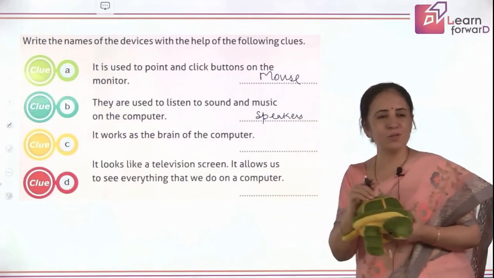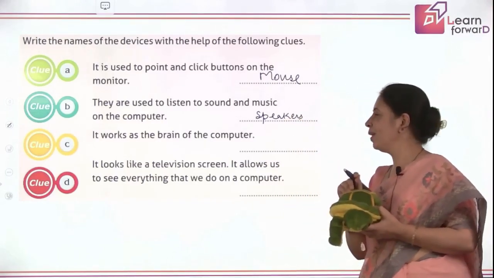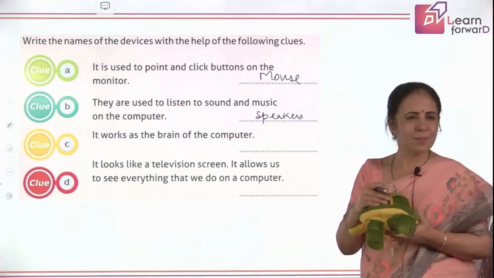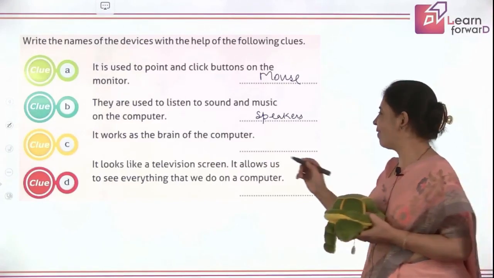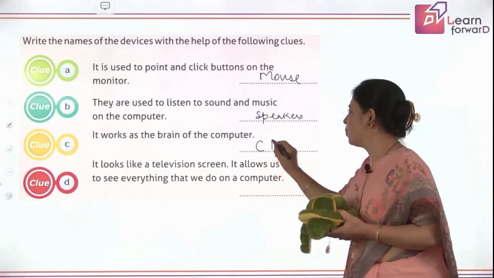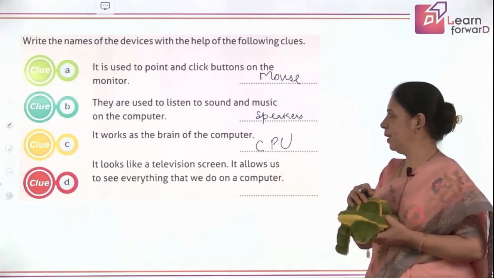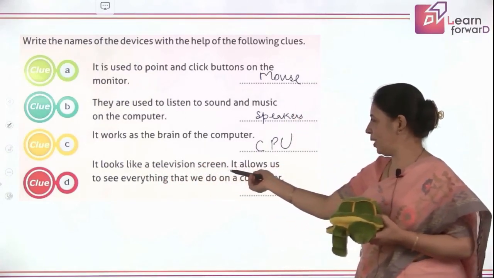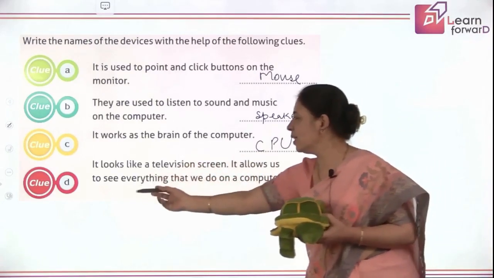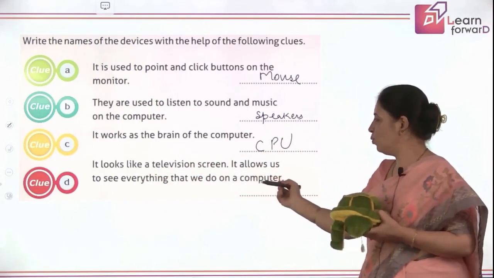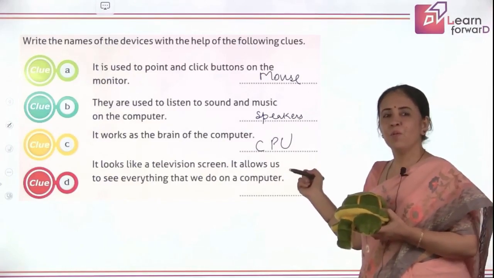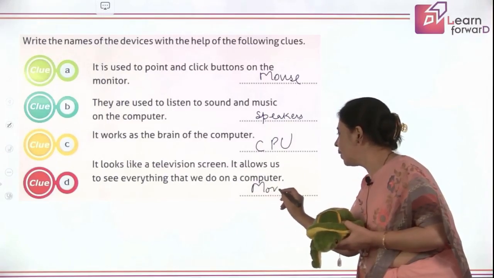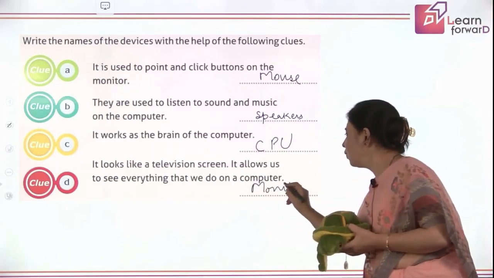We call them headphones also, we call them earphones also, yes. And it works as a brain of the computer. Computer has a brain, we learned it? Oh, correct. That is central processing unit. And the last most is, it looks like a television screen and it allows us to see everything that we do on the computer. Wonderful answer. That is monitor. So, we write monitor here and moving ahead.